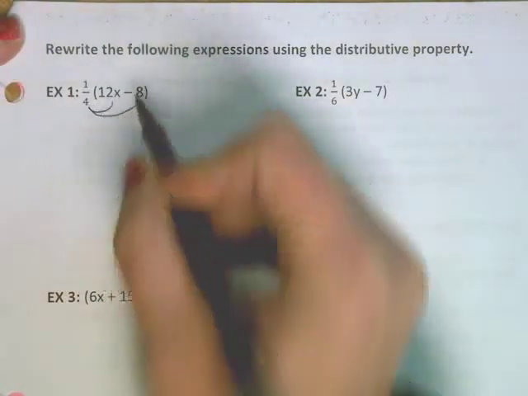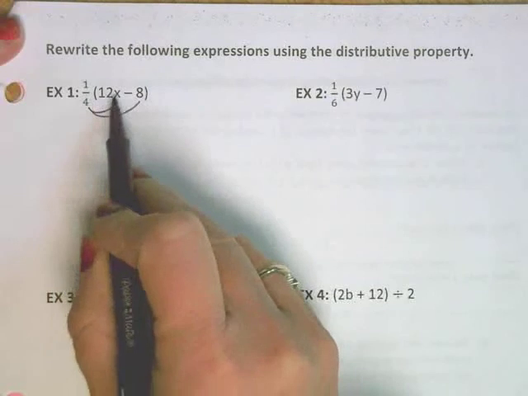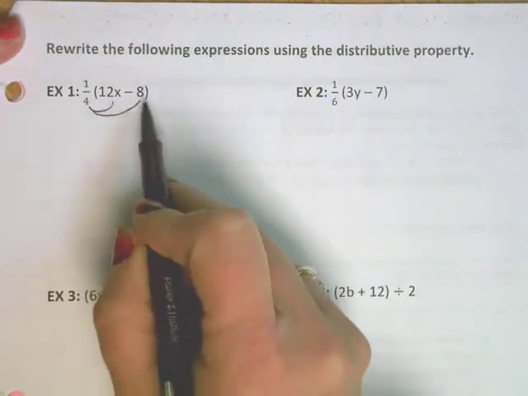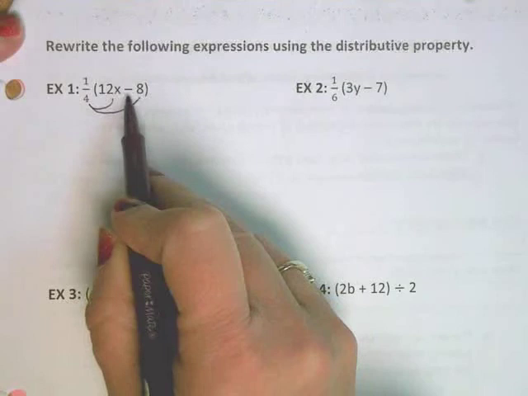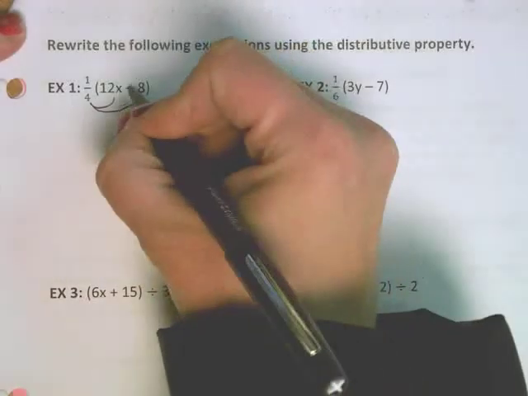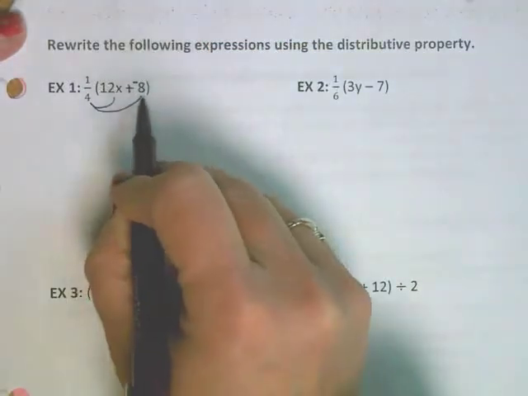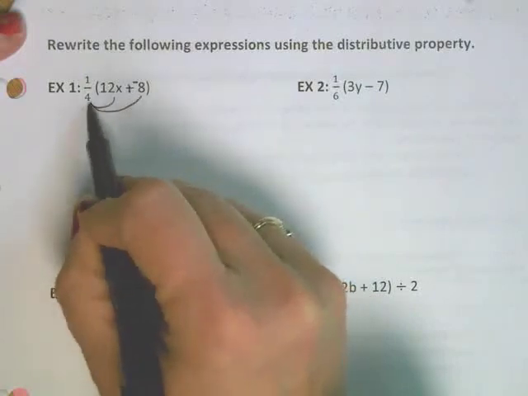We're going to end up doing that 1/4 times 12x and the 1/4 times, we've got to be careful, it's not really an 8. What would we have to change the subtraction to? Plus a negative, add the opposite. So that's really a -8. But this is still a regular old distributive property problem, just as if it wasn't a fraction.